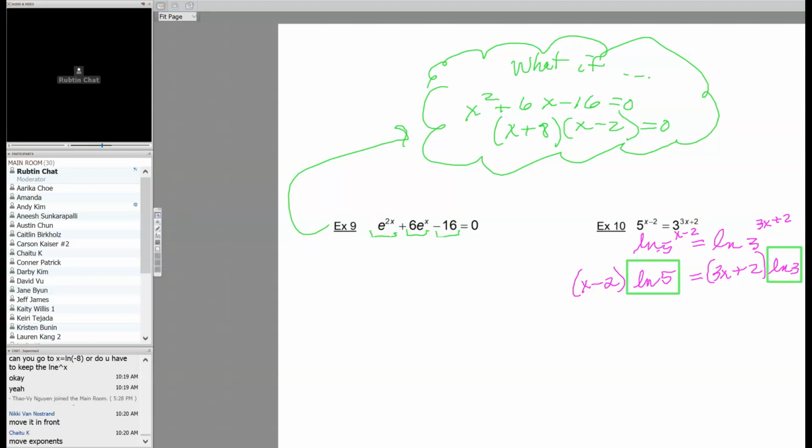I'm trying to get x's on one side. So here's what I'm going to do. How about I just distribute the number through? ln 5 is just some, I don't know, positive something or other. Same with ln 3. So I'm going to distribute that. It'll look ugly, but that's only if you don't recognize, hey, wait, ln 5 is just a number. So I have ln 5 times x minus 2 ln 5 equals 3 ln 3 x plus 2 ln 3.